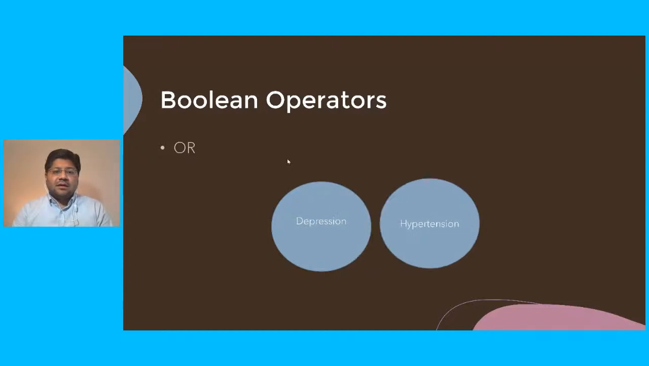Similarly, let's assume I'm identifying articles which are talking of either depression or hypertension, for whatever reason I want. In that case, if I put OR between depression and hypertension, so if I say depression OR hypertension, it is going to identify all the articles which have the MeSH term depression, and all the articles which have the MeSH term hypertension. So this is the Boolean operator OR.